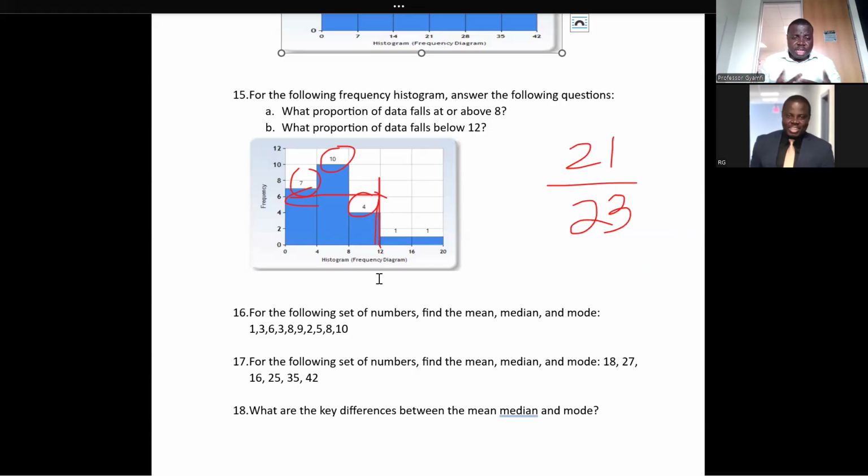Right? So these are the histogram questions. Please keep practicing so that you're going to get more confidence on the exam. Thank you. Bye.